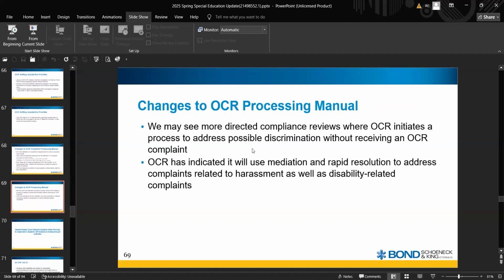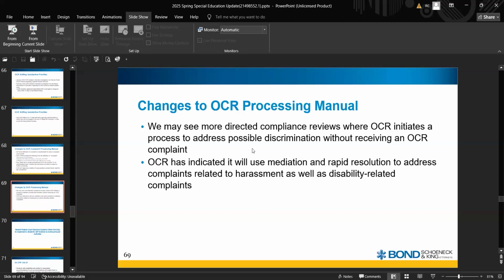And furthermore, OCR has indicated, again, consistent with its reduced staffing, that it's going to be looking for voluntary compliance, rapid resolution, and the use of mediation in order to bring some of these cases to closure.